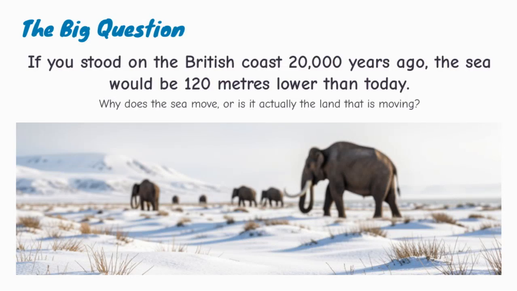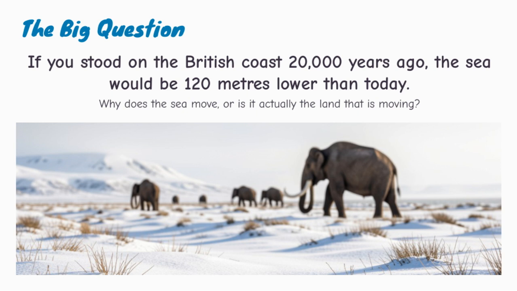Now let's think about the big question. The slide says, if you stood on the British coast 20,000 years ago, the sea would be 120 meters lower than today. That is a huge difference. If sea level was 120 meters lower, the coastline would not have been where it is today. Large areas that are now underwater would have been dry land.